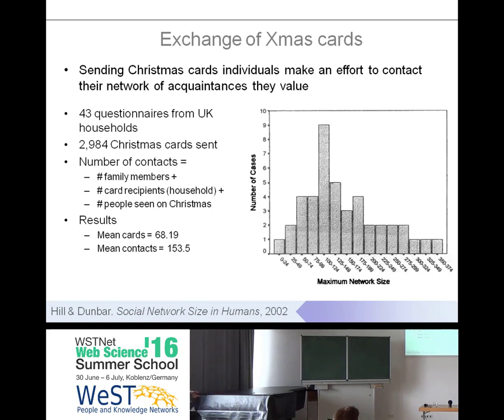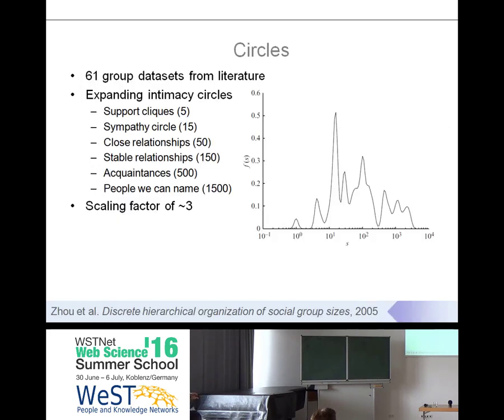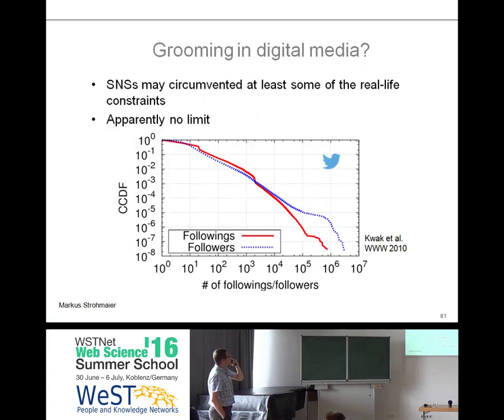Reported in these households. But of course, one can look at social media to study the number of people that a human subject can maintain reasonable contact with. Here is a study on Twitter. We have follower and following relationships on Twitter. And it seems like on Twitter this is not true.